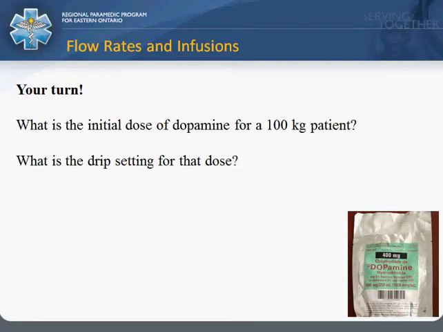Here's your turn. What is the initial dose of dopamine for a 100 kilogram patient, and what is the drip setting for that dose? Yikes. There's a lot of math involved in this, but I know you already know how to do this. But let's work it out anyway.